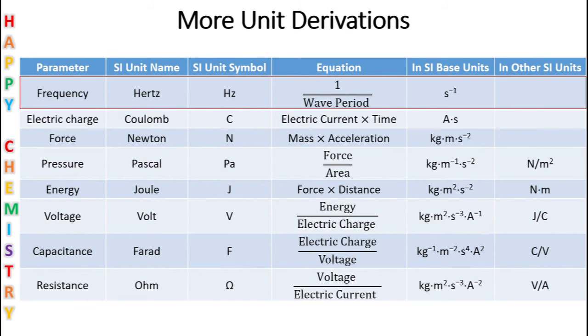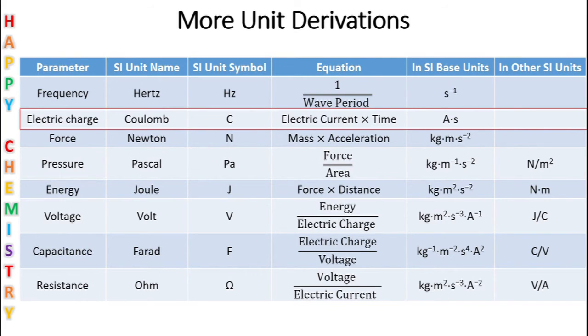Similarly, SI unit of electric charge is coulomb. The equation form is electric current multiplied by time. Both are base parameters. In terms of SI base units, coulomb is equal to ampere second.